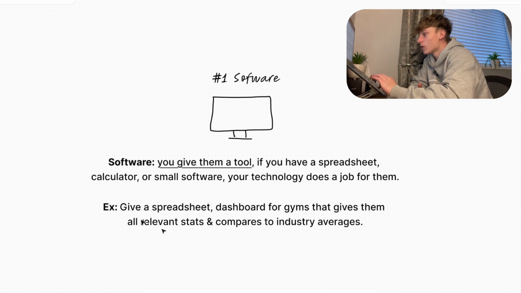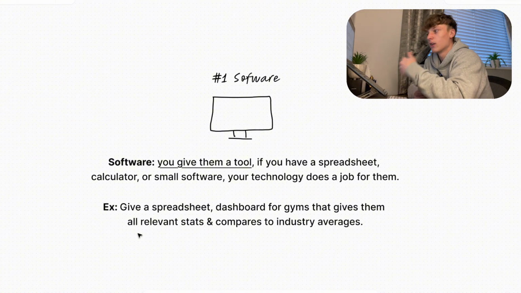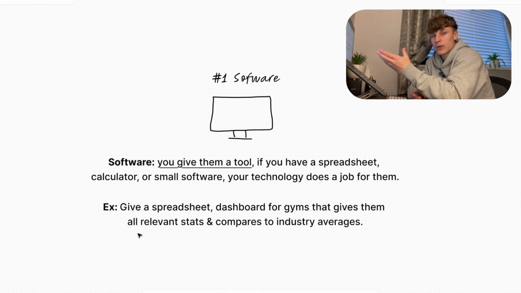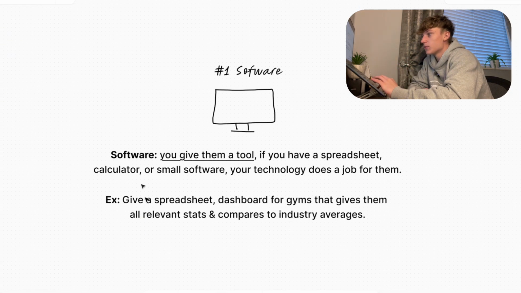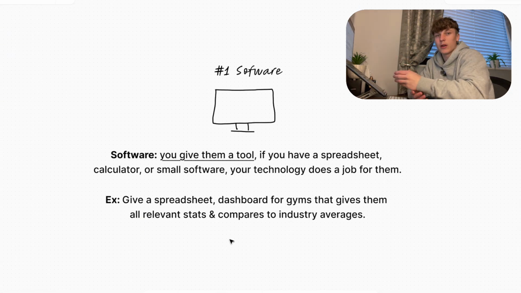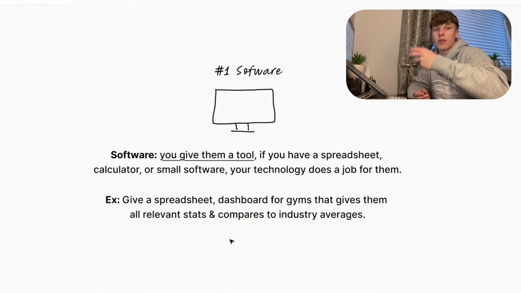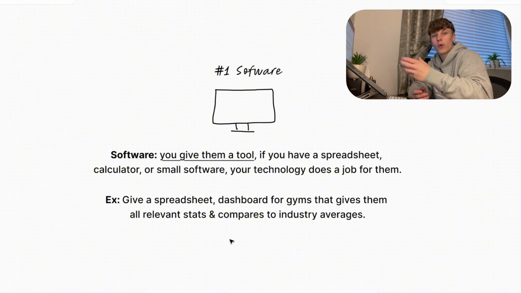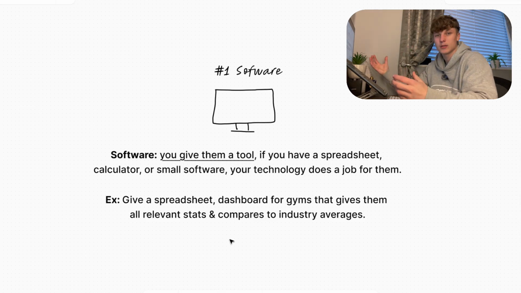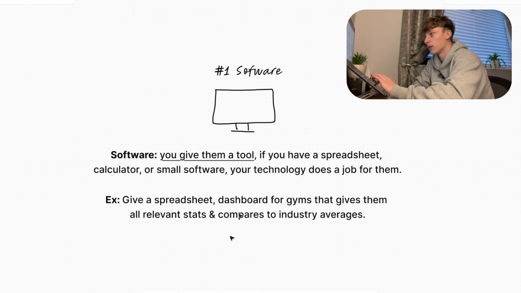Simple as that. So for example, like I said, give a spreadsheet dashboard for gyms that gives them all relevant stats and compares to industry averages. And how this would work is, if you're giving them something that compares them to the industry averages and they're below average, they're obviously going to want to know how they can get up to that average. They're going to want to know how they can grow their business to be like the other businesses and the other gyms out there, and that's where your main core offer comes into play.